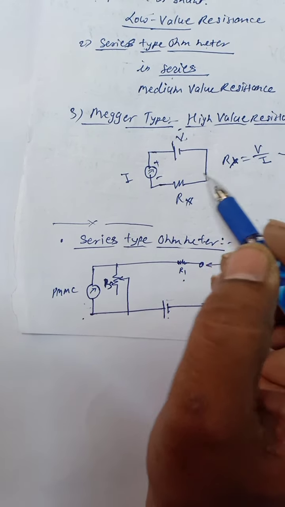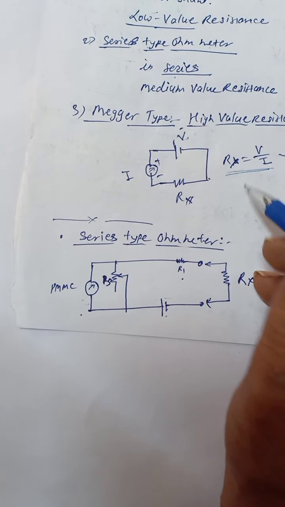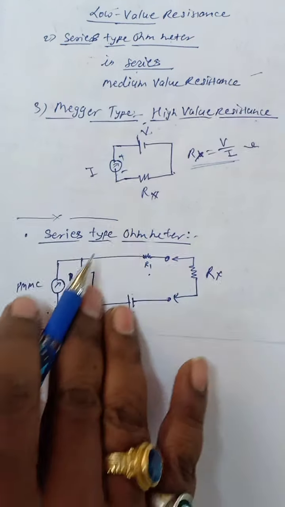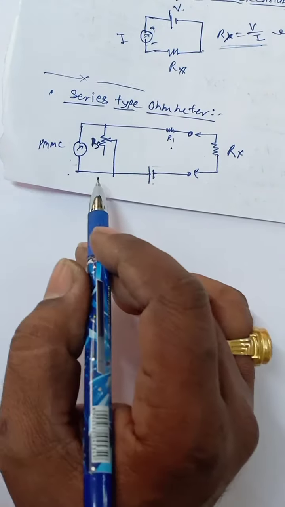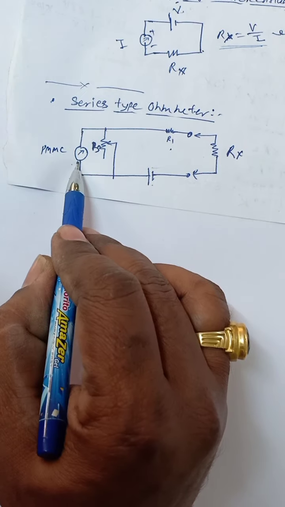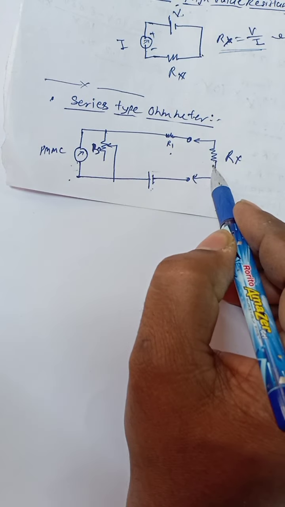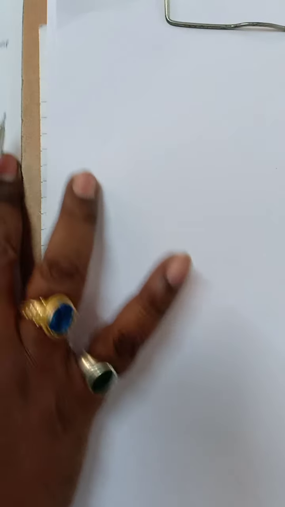So the Megger type is just an arrangement where you have to apply a known voltage and measure the current, and by using Ohm's law you can find the resistance value of that resistor. In series type ohm meter, last time we started the series type ohm meter. In series type ohm meter, the PMMC, voltage source, and the unknown resistor are connected in a series. Let us see once again the diagram of this series type ohm meter.